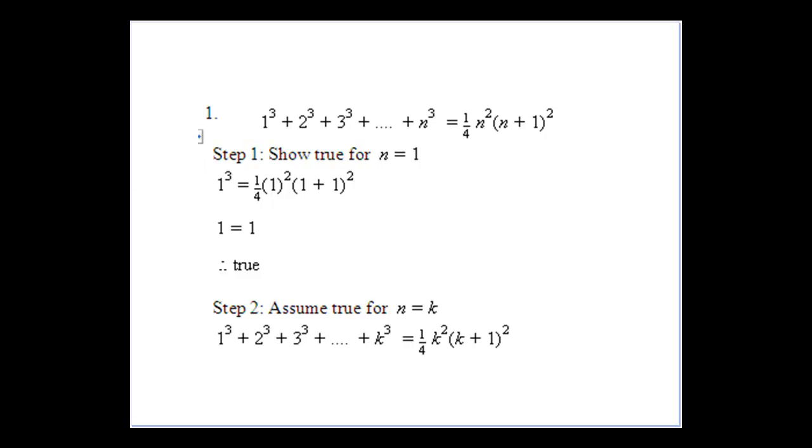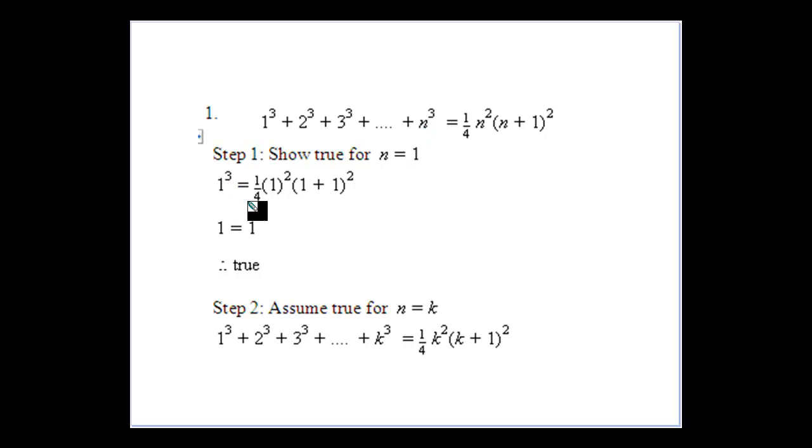Okay, so in these problems, let's have a look. We want to prove that 1 cubed plus 2 cubed plus 3 cubed, through to the general term of n cubed, would be equal to 1/4 n squared times (n plus 1) all squared. Again, we start with showing it's true for n is equal to 1, so we substitute 1 in.